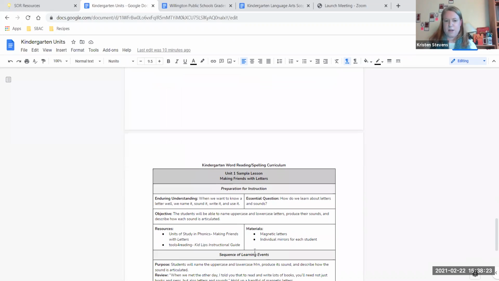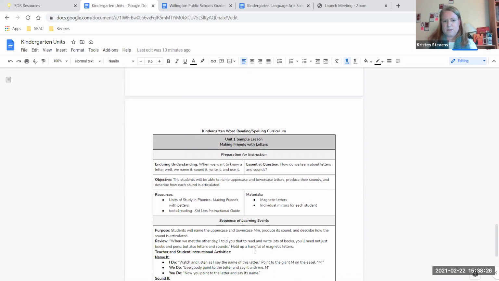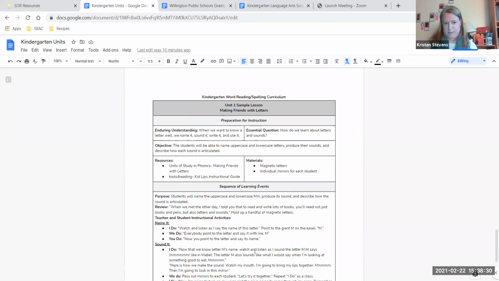And then the last part, this is a sample lesson. This is actually the only lesson that I had to write for this, the revised lesson. So it includes the enduring understanding for this particular lesson and the essential question for this particular lesson: How do we learn about letters and sounds? The objective, which is the same objective you'd see a lot. The resources that the teachers would use, they're using their manual, Making Friends with Letters, and then I inserted a piece from something called Tools for Reading.